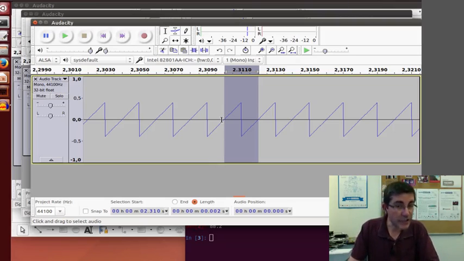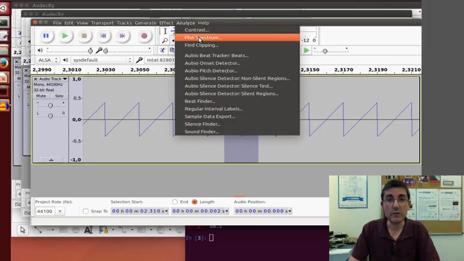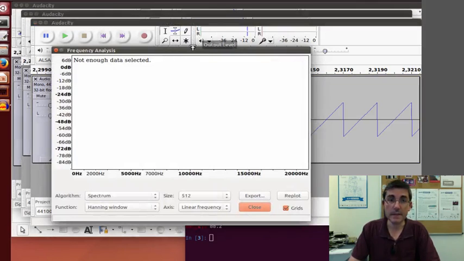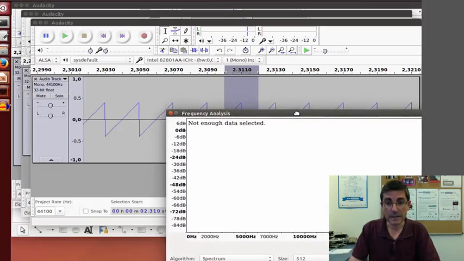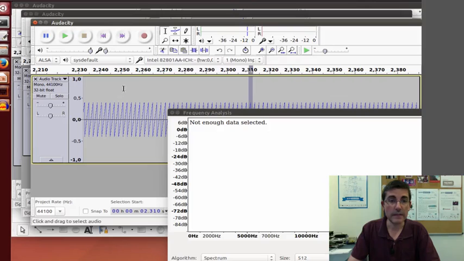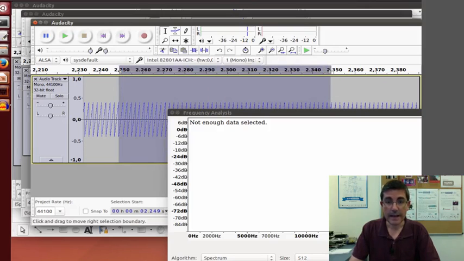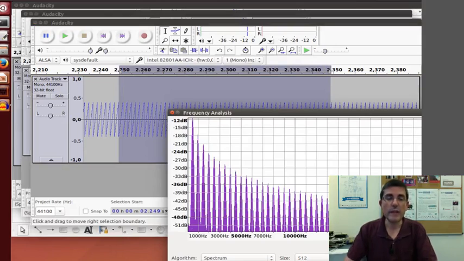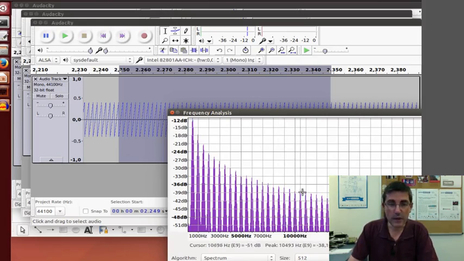And how can we check that? Well, we check that with a spectrum analysis. In Audacity, we have the possibility to plot the spectrum. Here it tells me that there is not enough data because I have to choose a bigger part of the sound. So let's choose a bigger fragment of the sound. Now if we replot, we can visualize the spectrum of this sawtooth. And clearly we see that it's a quite complex spectrum in which it has many peaks.